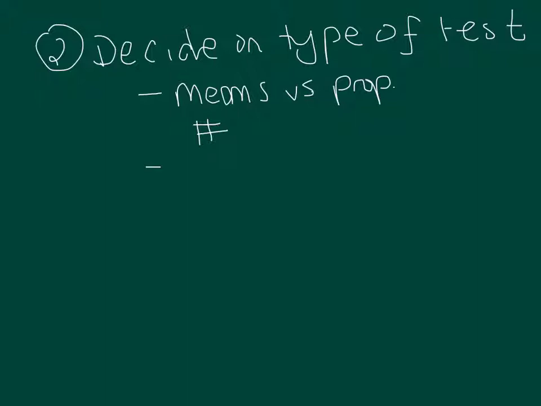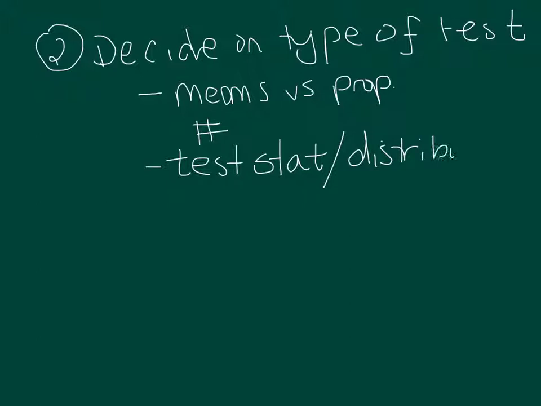Once you decide on that, you decide what kind of test statistic you're going to calculate, and also what kind of distribution you're going to use. So is it Z? Is it T? We're also going to talk about chi-squared later. There are different kinds of distributions, and you have to use the right table and the right distribution for whatever particular test you're running.